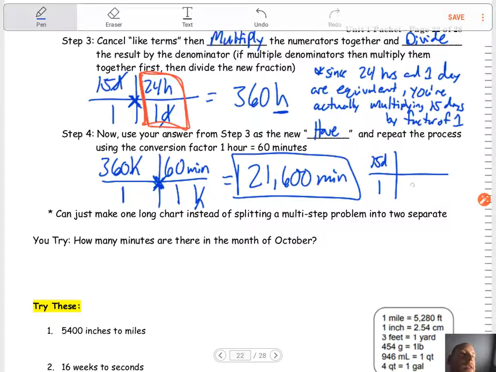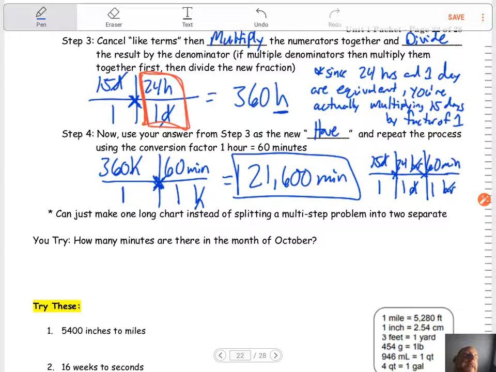There's my placeholder. So day went on the bottom, hour went on top. So 24 hours in 1 day. Okay, and I could have just put the next chart together here, where hour now went on the bottom and minutes went on the top. So 1 hour has got 60 minutes, and then I can just multiply it all together.